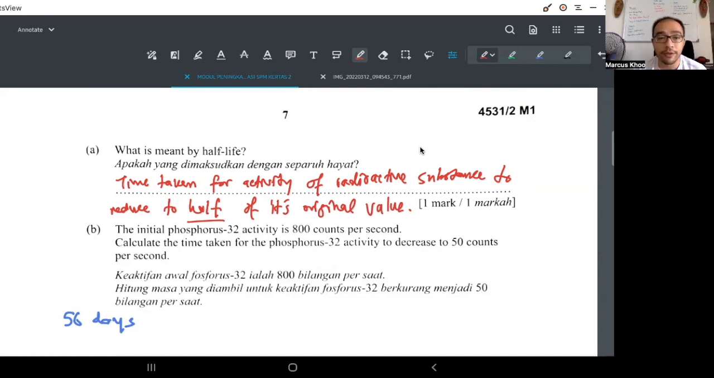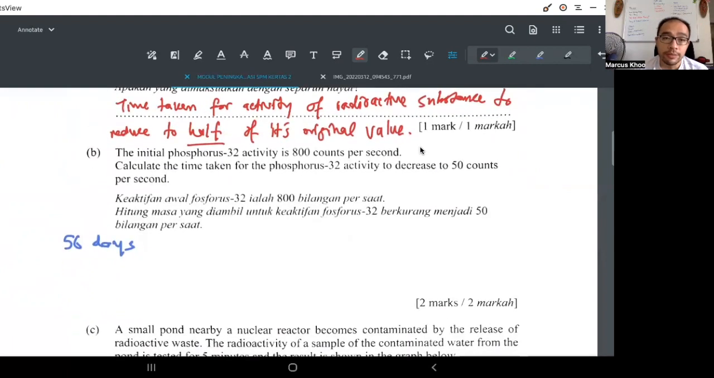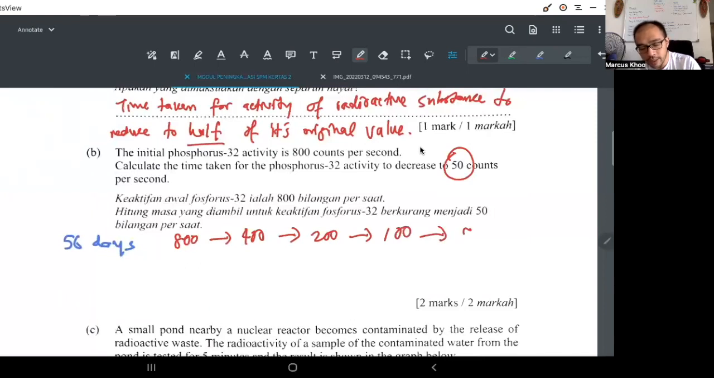Okay, that's the half-life. So the initial phosphorus 32 activity is 800 counts per second. Okay, calculate the time taken to decrease to 50 counts per second. So the activity originally is 800. So every half-life, it will become half lah. 400 will become, jangan juga kamu cakap kosong lah, half. So 200. Half of 200, 100, half of 100 is 50. Okay, which is our final destination.